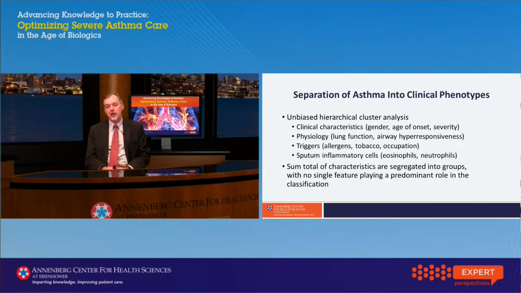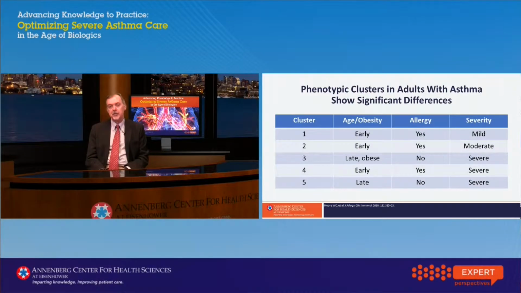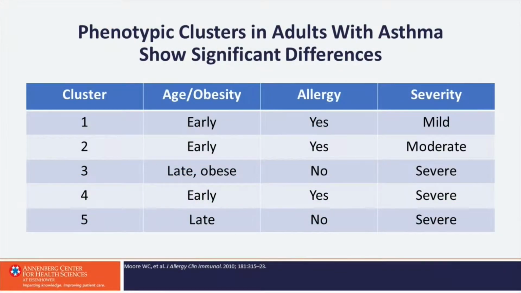When you take all of these different characteristics and you segregate them into groups, with no single feature playing a predominant role, you get a more balanced view of what that patient's clinical phenotype is comprised of. What we're looking at now is the first publication that came out of the Severe Asthma Research Program Hierarchical Phenotypic Clustering, where they looked at adults with asthma and showed that there were 5 different groups that asthma could be broken down into, based on age, presence or absence of obesity, the presence or absence of allergy, and finally the severity level of that patient.